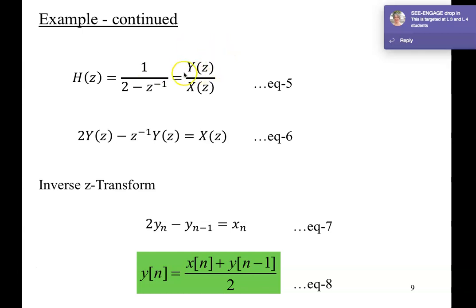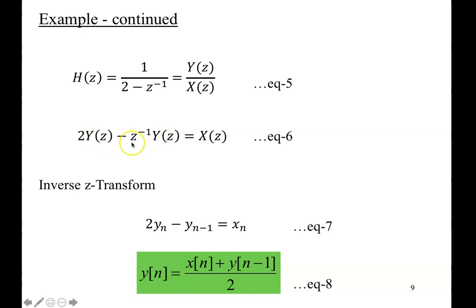So Yz times the denominator terms, that's Yz times 2, minus z to the power minus 1 times Yz. And make sure you leave the output on the left-hand side. Okay, that equals 1 times Xz. Now I'm ready to apply the inverse z transform. Xz will correspond to Xn. It's a bit like Xs corresponds to Xt. Yz corresponds to Yn. So it's 2 times Yn.